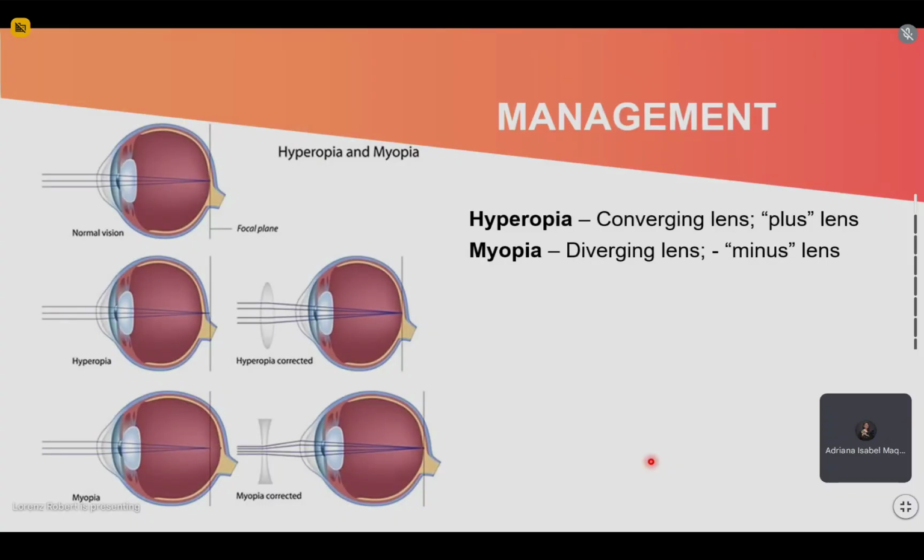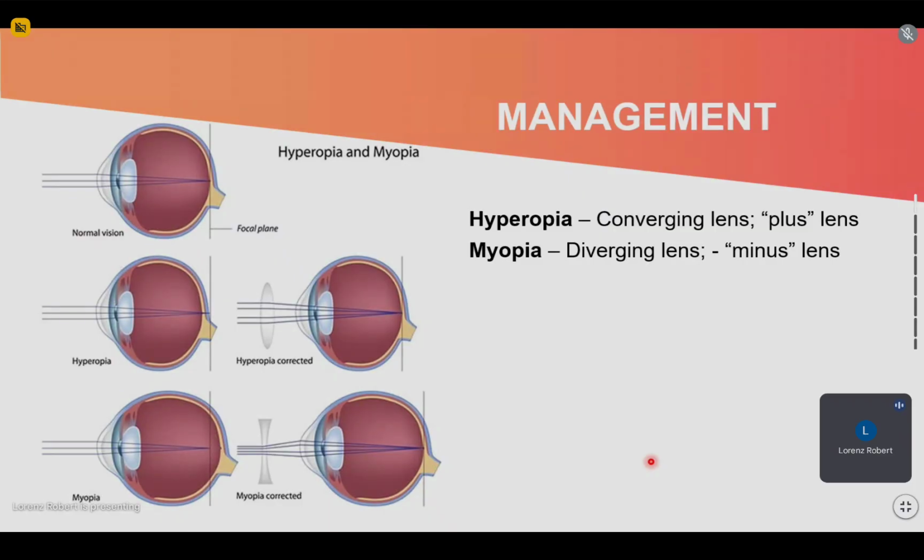Behind. Very good. Behind. Because again, it could be the eyeball is short or the refractive power is not so much. So what we do, we put a converging lens or a plus lens. So we want to focus light on the retina.